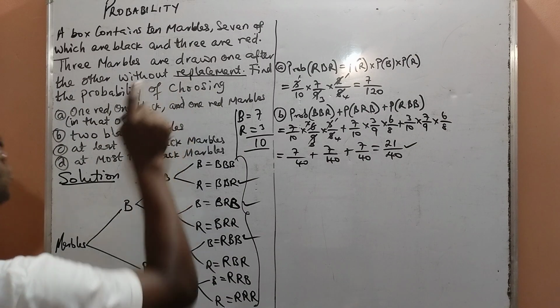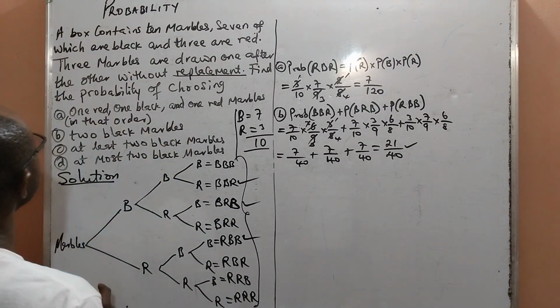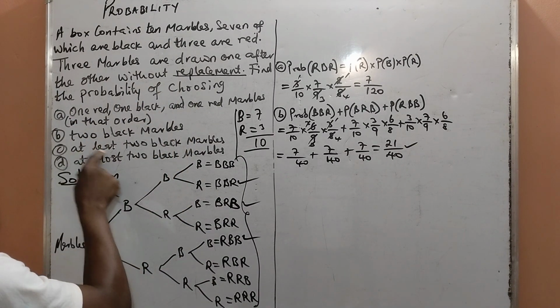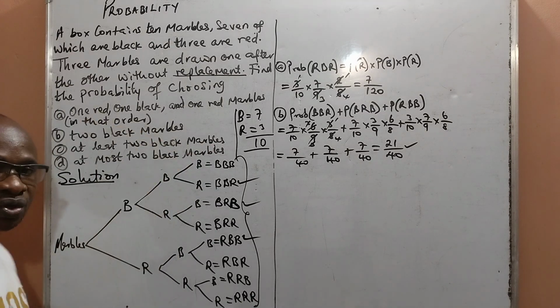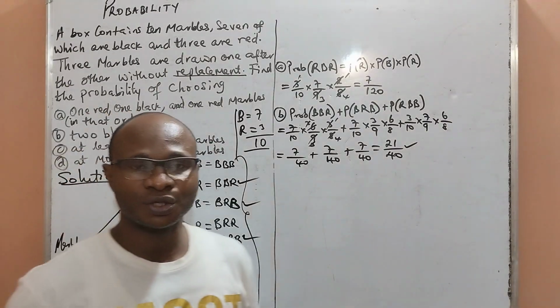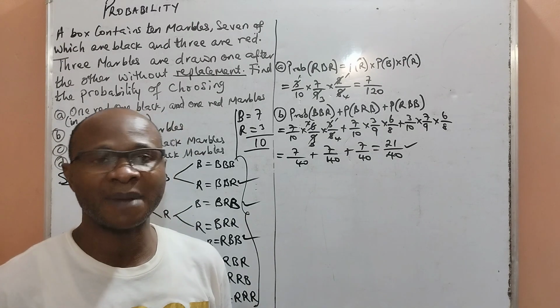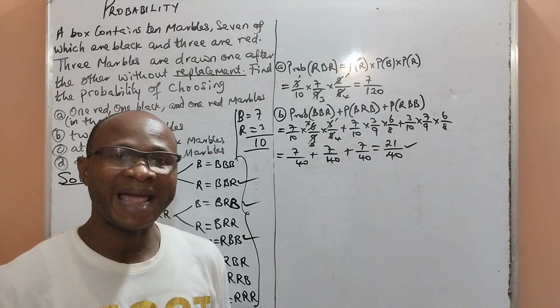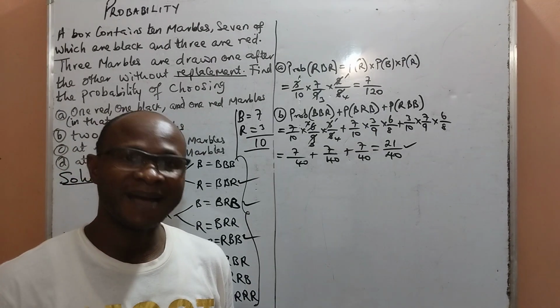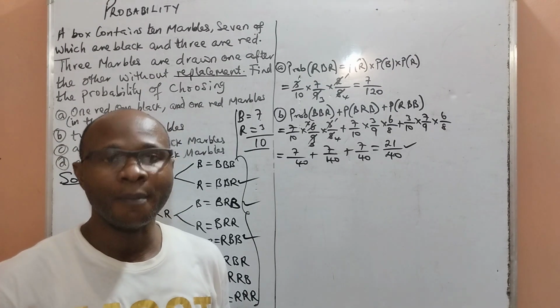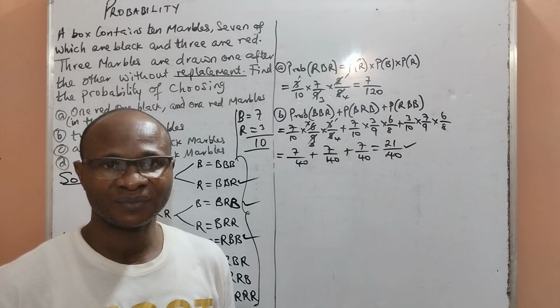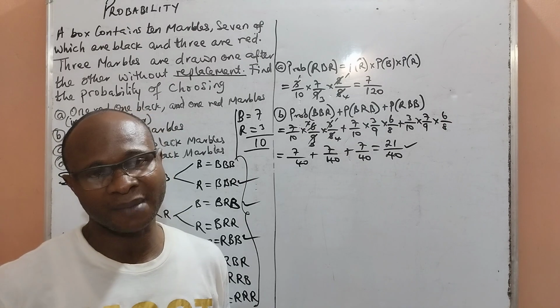What is the probability of choosing from this bag at least 2 black marbles? This is a logical question. At least 2 black marbles implies that I can take from the bag 2 or more black marbles. That means I can get 3 black marbles.